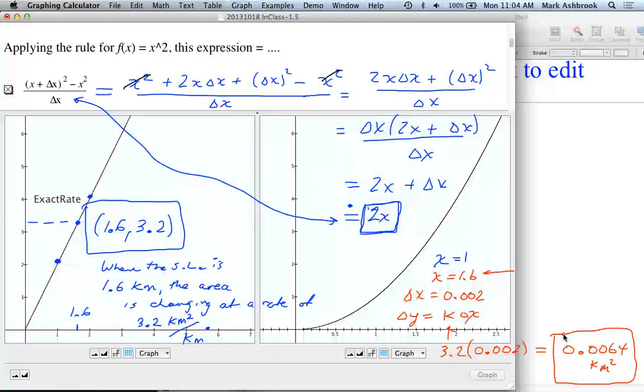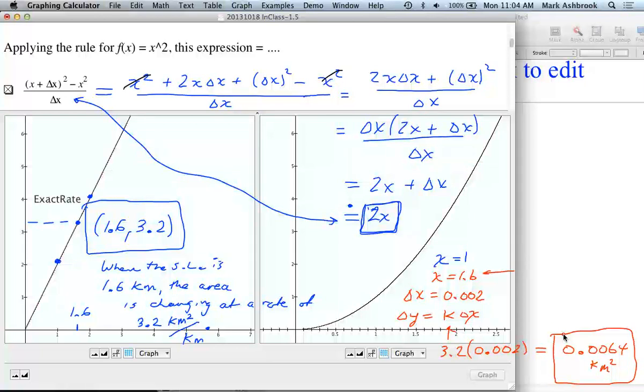We're using the graph on the left for this, so wouldn't y be the exact rate of change and not the area? What is the y value at 1.6? 3.2. So that's our rate of change, the rate of change of area with respect to side length. So change in y in this case is area and not rate. This is our area, and this is area per side length. This is rate.